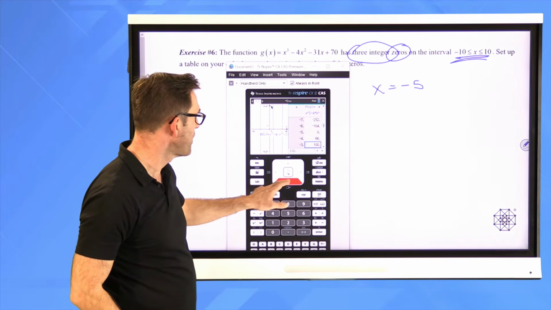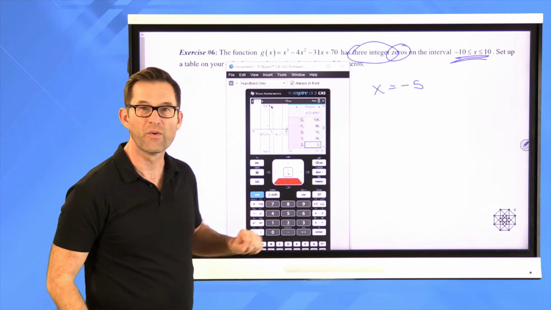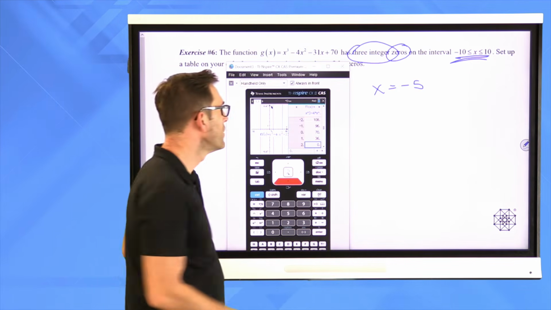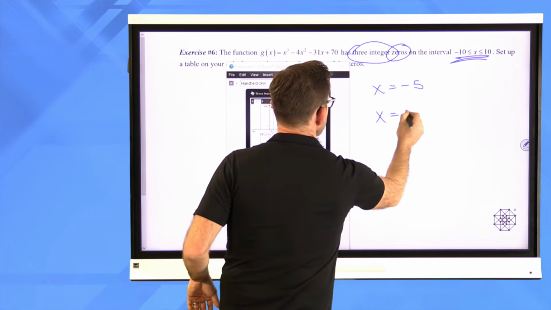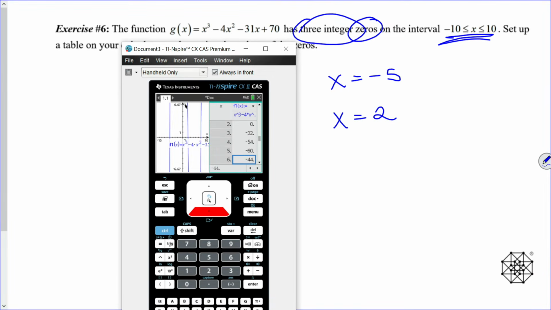Let me just keep panning down. Oh, there's another one, right? So now when x is equal to 2, y is equal to 0. So x equals 2 is another 0. And finally, there's got to be another one in here or the problem's lying. There it is. When x is equal to 7, y is equal to 0.